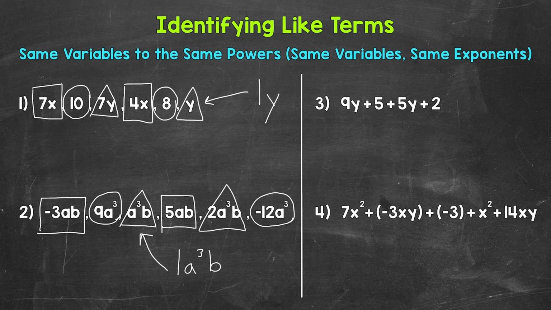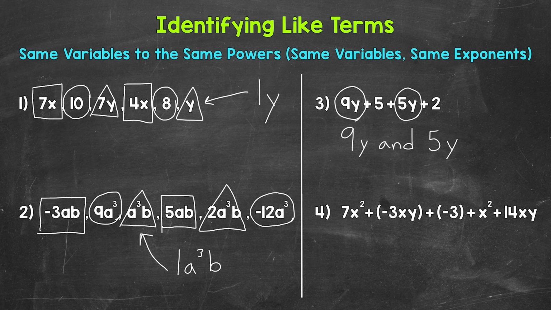Let's move on to numbers 3 and 4, where we will identify like terms within algebraic expressions. Starting with number 3, where we have 9y plus 5 plus 5y plus 2. So are there any like terms within this expression? Yes. Let's start with 9y and 5y. Both terms have that variable of y to the power of 1. So 9y and 5y are like terms.